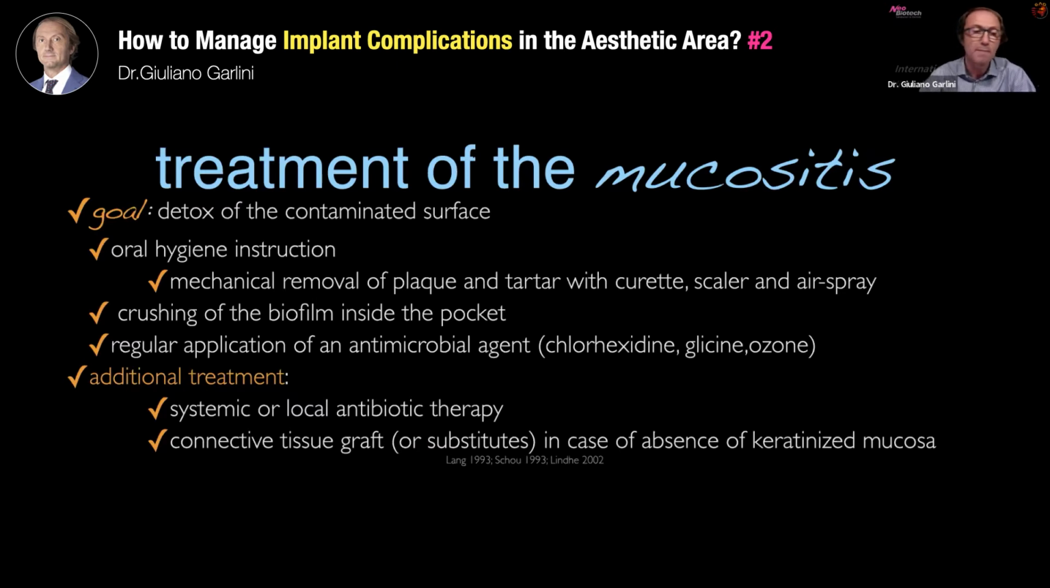Sometimes we must add additional treatment. So in very few cases, we must add a systemic therapy. And in some cases, we need a connective tissue graft, or to use some connective substitute, or to use an epithelium connective tissue graft when we have an absence of keratinized mucosa.